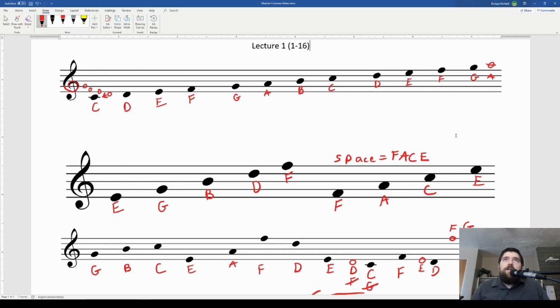Okay, and it also helps when you are able to talk with other people. I am playing a G here, and everyone else knows what the G is like for their instrument and what it sounds like. That is the end of lecture 1.